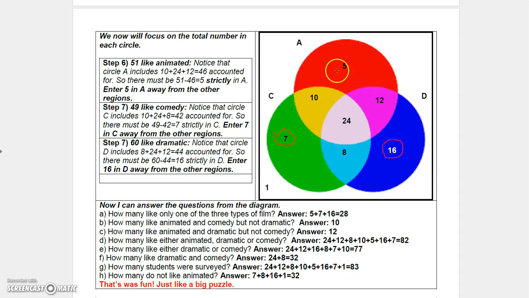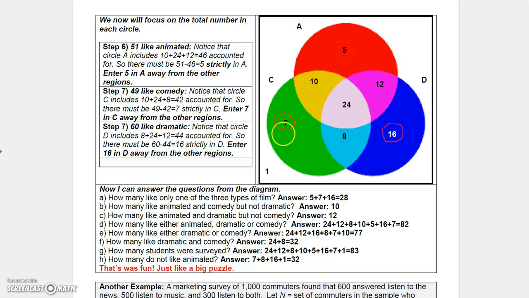Now see, these 3 numbers here, the 5, the 7, and the 16, those are the people that only liked 1 of the 3. So these 5 only liked animated, these 7 only liked comedy, and these 16 only liked dramatic. So basically that's what those are. Now that I've got everything filled out, I can pretty much answer any of the questions from above because I've got every little piece of this Venn diagram filled out. And so now it says, how many like only one type, or one of the three types of film?